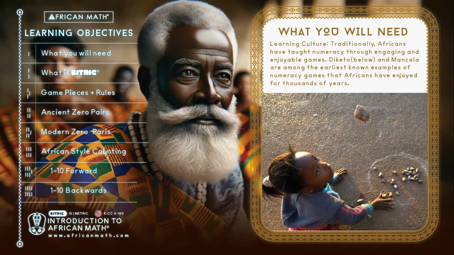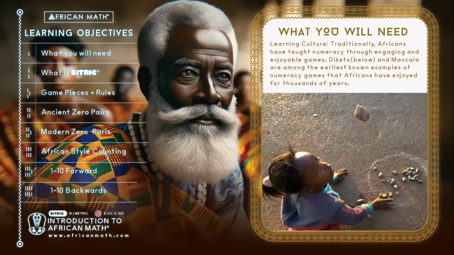So the first thing you need to understand about African Math is that it stems from an ancient learning system in which we practice numeracy, and we taught numeracy through fun games. So traditionally, Africans have taught numeracy through engaging and enjoyable games. The game you see on the screen is called Diketo, which is common in South Africa. There's also Mancala, Ware, Bao. These are categories of Mancala games, and they are amongst the earliest examples of numeracy games that Africans have played for tens of thousands, if not hundreds of thousands of years.